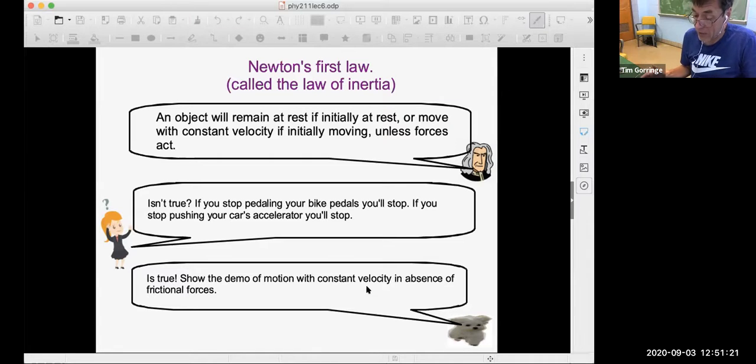And so it's actually very difficult for us, in our everyday lives, in our everyday world, to see the case that Newton is talking about in this first law. To see this case where there are no forces acting on an object. When the car is slowing down, frictional forces are slowing it down. When the bike is slowing down, frictional forces are slowing the bike down. And so I want to show you a demonstration where we're going to strip away the frictional forces.